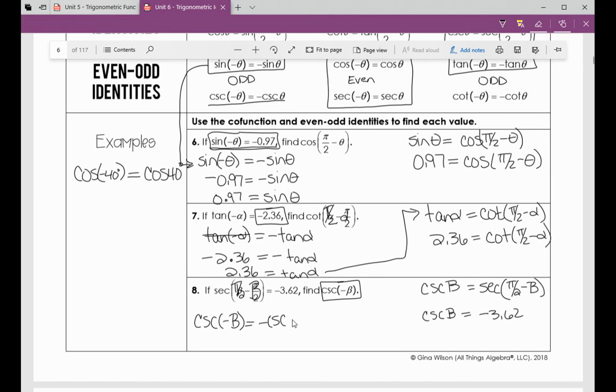Do y'all agree? I have positive cosecant. What can I do real quick to make it negative? Multiply by negative 1. So that would give me negative cosecant beta equals positive 3.62. And since negative cosecant beta is equal to cosecant of negative beta, then I have my value.